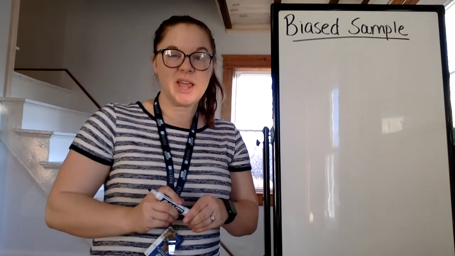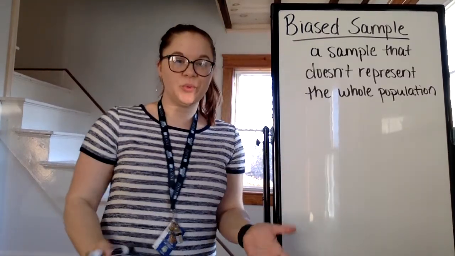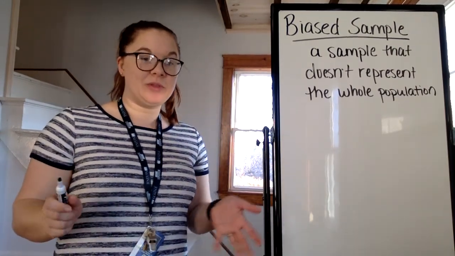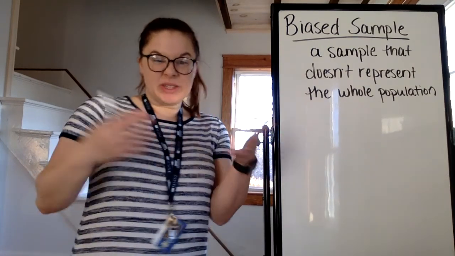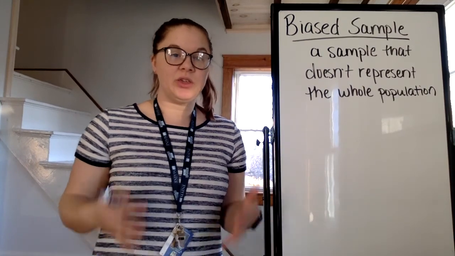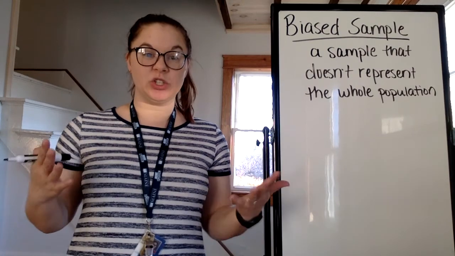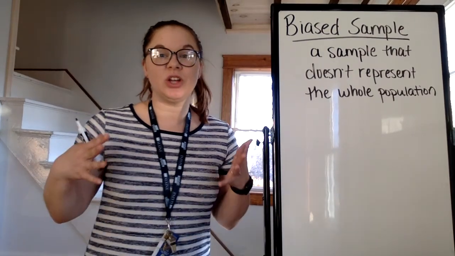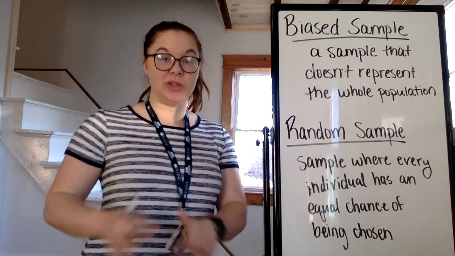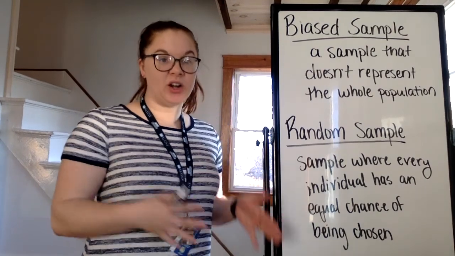A biased sample is just any sample that doesn't represent the whole population. So we know that we can't just pick all girls who play soccer, all band kids, or all people that are left-handed, because they're not going to represent the whole population. In order to get a good sample, you need to pick people using a method that gives everybody an equal chance of getting picked. This is called a random sample. With a random sample, every individual in the entire population has an equal chance of being chosen to be part of the sample.